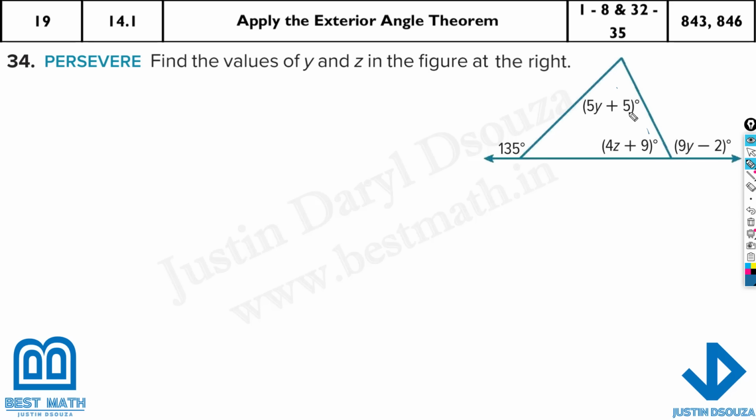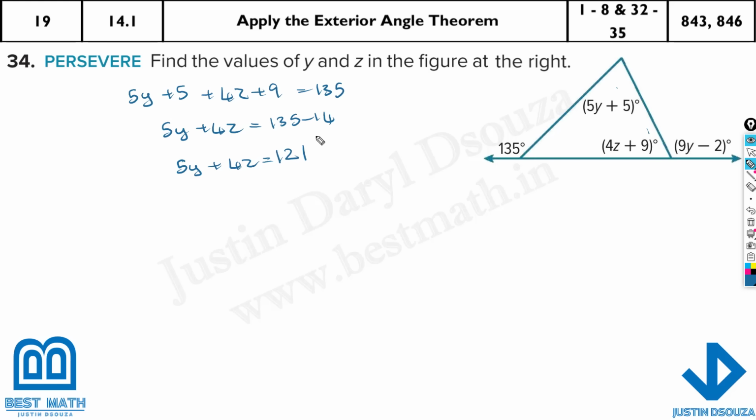So what we can do is sum these both, add them both, that is equal to 135. That'll be 5y plus 5 plus 4z plus 9 is equal to 135. Let's keep y and z over here and move all the numbers to the other side. 5y plus 4z is equal to 135 minus 14, which will give you 121.